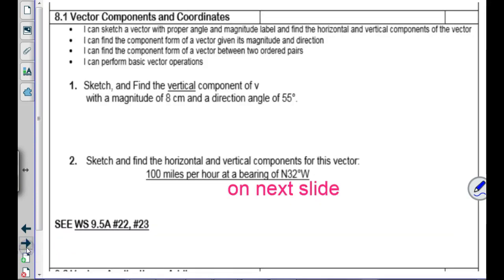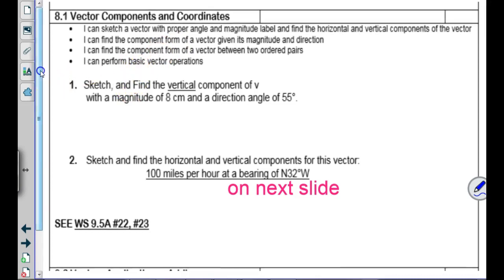All right, then moving on to the second learning target is vectors. It says you have to be able to sketch it, find either the horizontal or vertical, and be clear on which one it's asking for. Then find magnitude and direction, and basic operations.